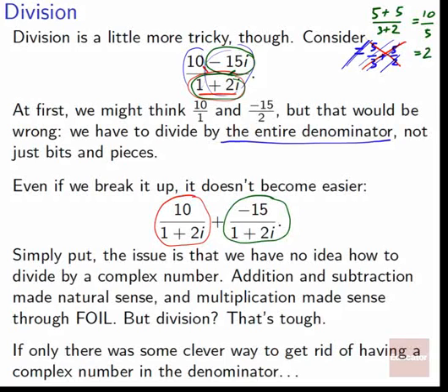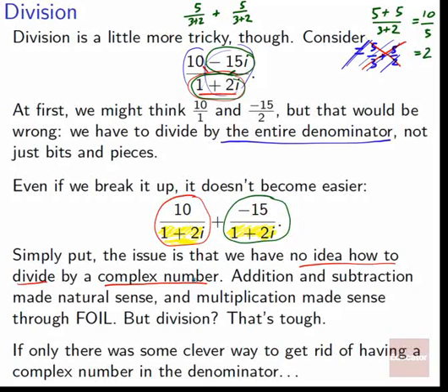We could have, if we wanted to, going back to 5 plus 5 over 3 plus 2, we could have that as 5 over 3 plus 2 plus 5 over 3 plus 2, but that doesn't help us. We'd still have to divide. Ultimately, we have to divide by this 1 plus 2i, right? We don't know how to divide by a complex number yet. That is our problem. So, simply put, we have no idea how to divide by complex numbers.